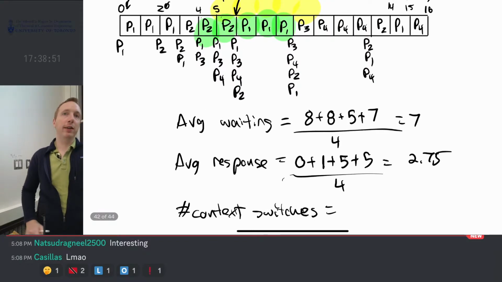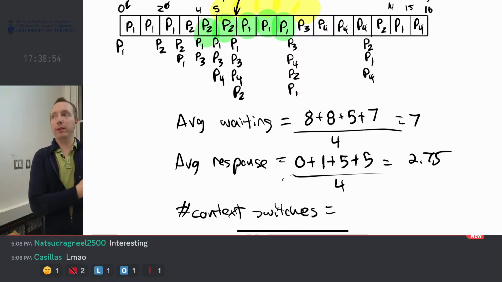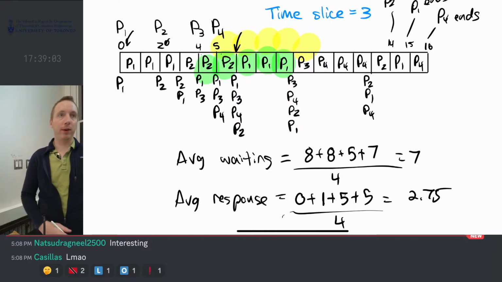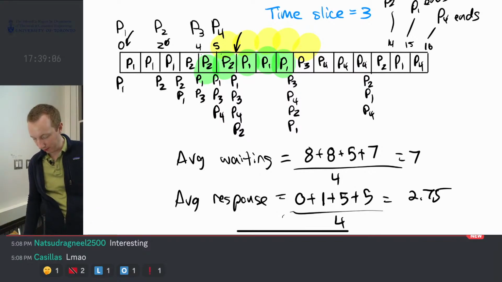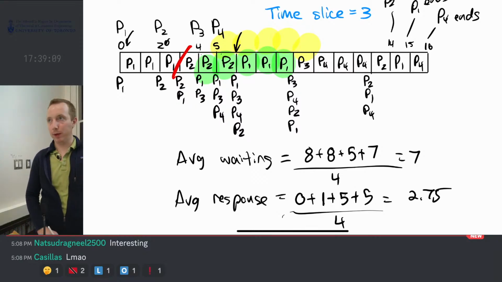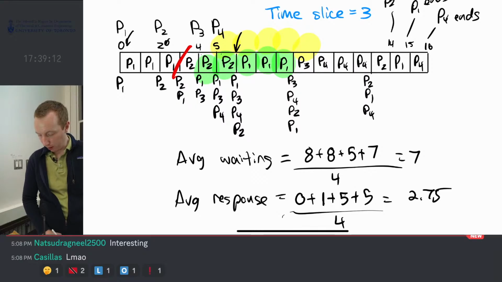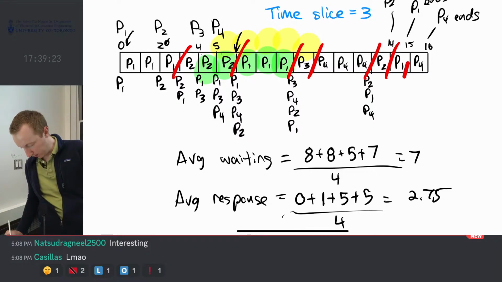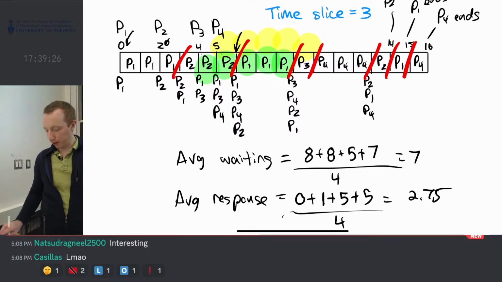To calculate the number of context switches, you just count the number of times in the schedule that we had to change between processes. We don't count time 0, and we don't count time 16. The most obvious way is to draw a red line whenever we change between processes. So we change between process 1 and 2, then 2 and 1, then 1 and 3, then 3 and 4, then 4 and 2, then 2 and 1, then 1 and 4. To count the number of context switches, we just count the number of red lines. So how many context switches do we have? 7.